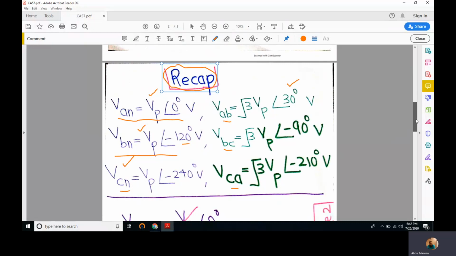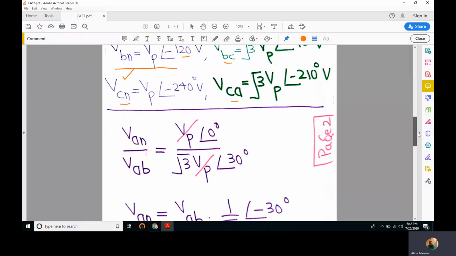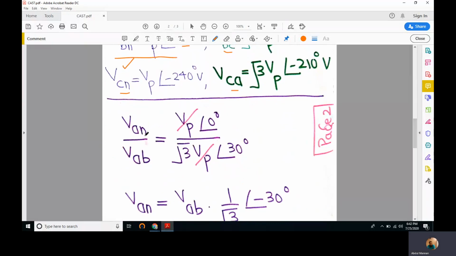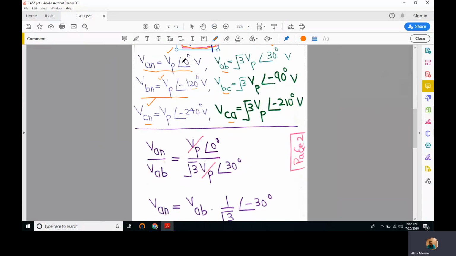Right. So coming back to the problem, we have to find VAN given this VAB first, and then VBN and VCN. Let's find VAN first. According to our last lecture, VAN is VP at an angle of 0 degrees. So we have put it here. VAB is root 3 times VP at an angle of 30 degrees. So we have put it here.